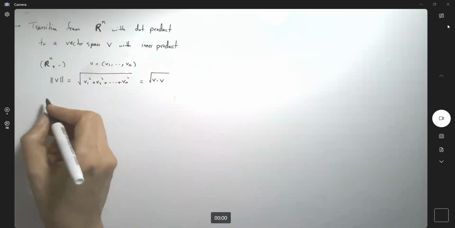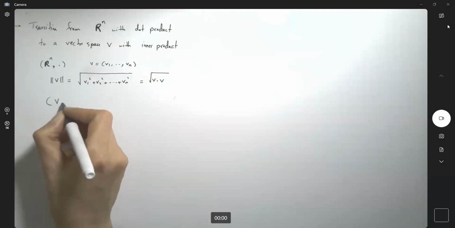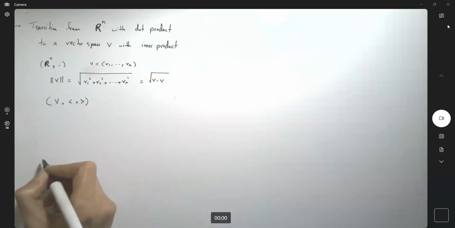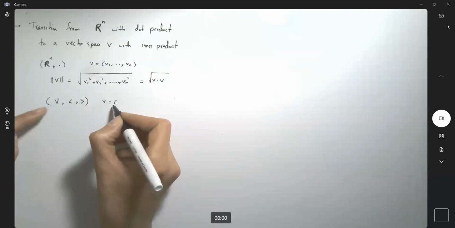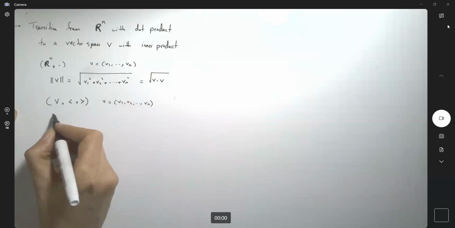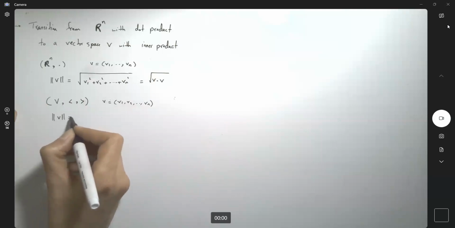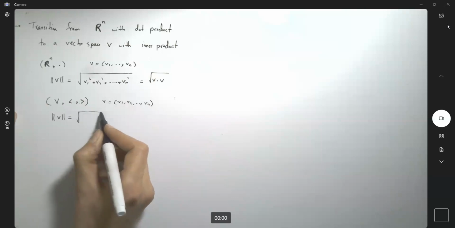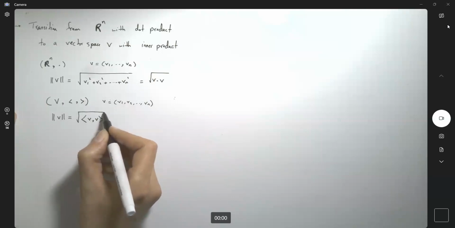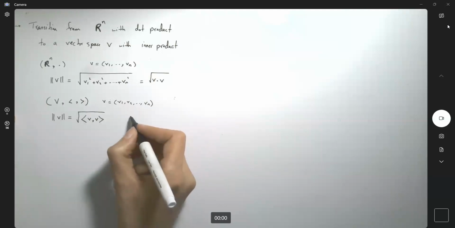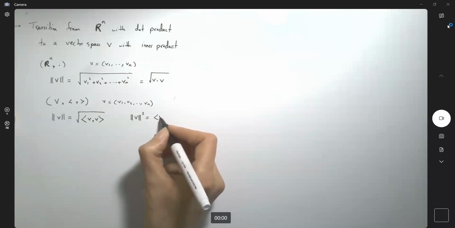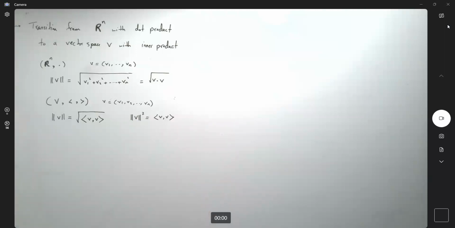But in general, if you have a vector space like V and you have the inner product as a function defined on it, you can take any vector v in that vector space and you can define the magnitude or norm of that vector using this new function, the inner product between v and v. So basically you can write it this way: the length to the second power is equal to the inner product between v and v.